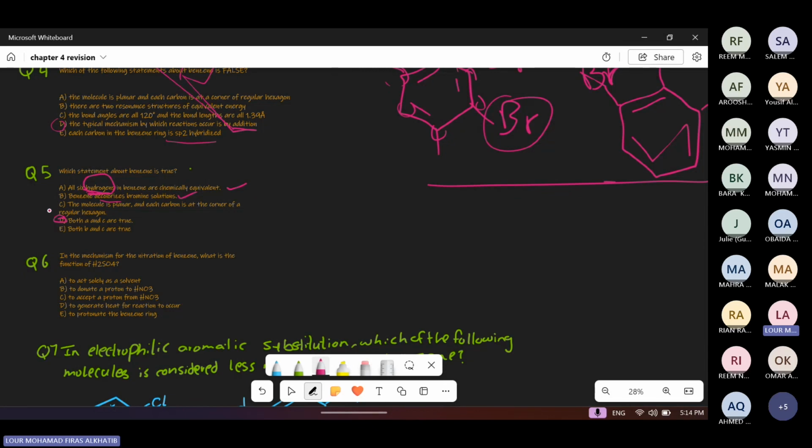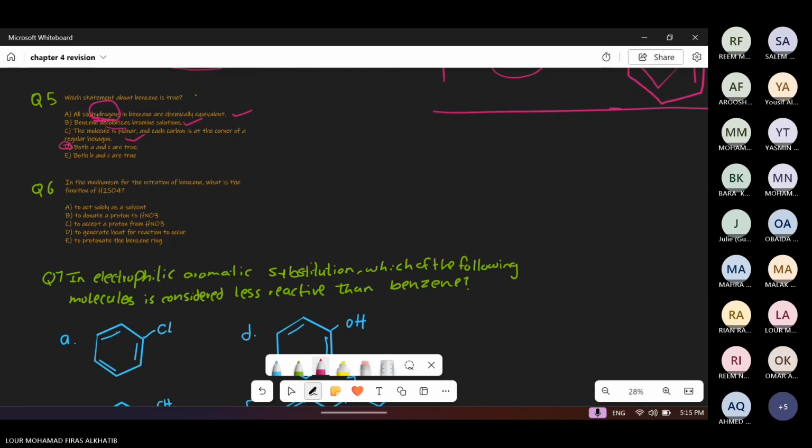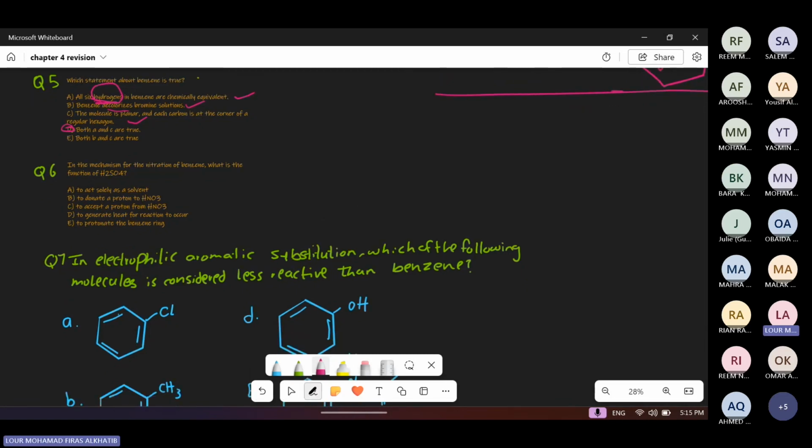The molecule is planar, and each carbon is at a corner of a regular hexagon. Come on, we know that to be true. So the answer is D. Perfect. Do you have any questions on this? Okay, so we can move on.